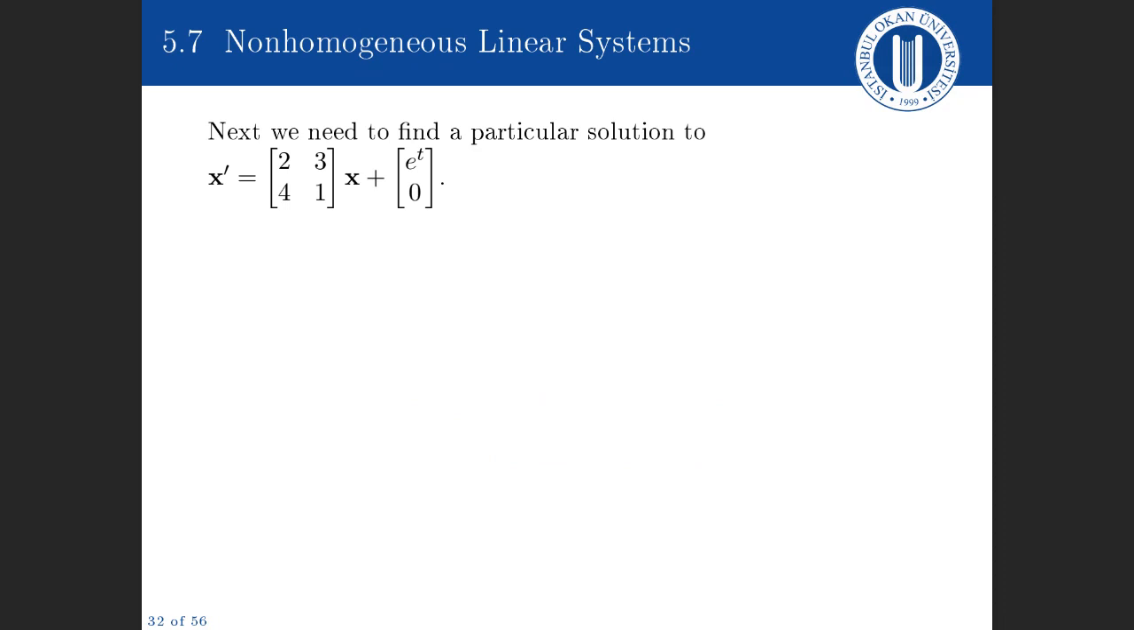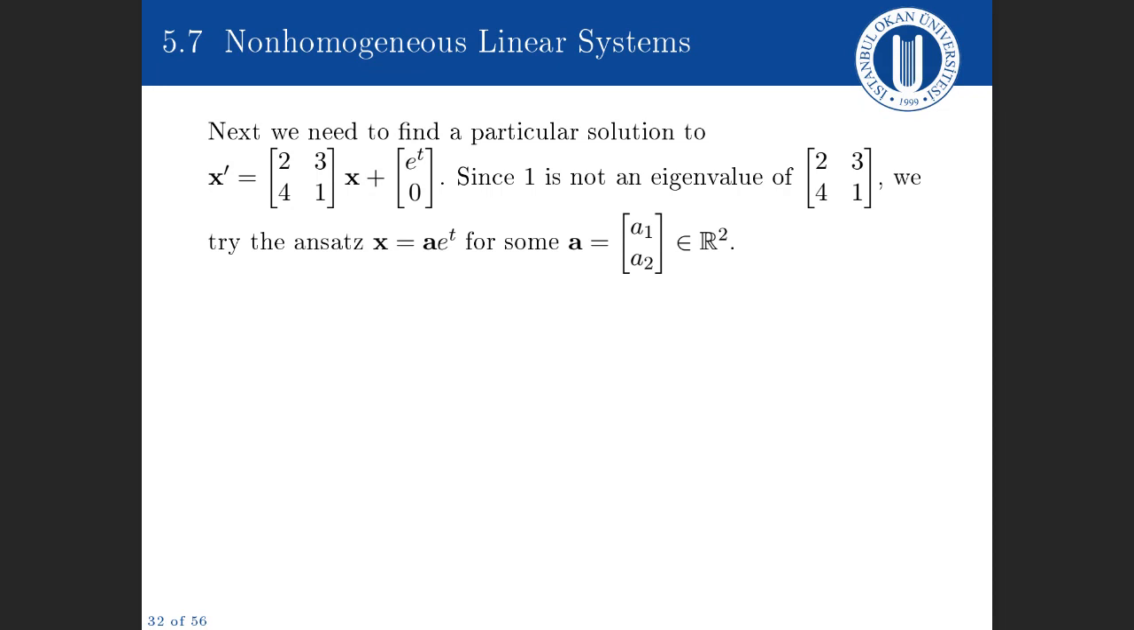We need to find a particular solution to this equation. So we need to make a guess. We need an ansatz. What type of function do we have here? We have an exponential function. It's a vector, in this case (1, 0), multiplied by e to the power t. Because 1 is not an eigenvalue of the matrix, the ansatz we're going to try is just going to be some vector A, e to the power t. That's easier than the last time. We just need to find the vector A.